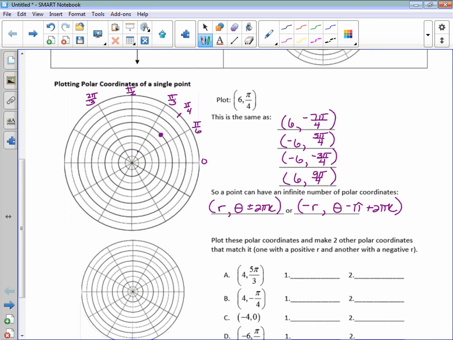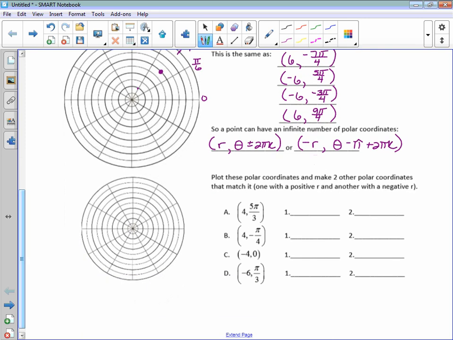Okay, so the next little section here, I want you guys to try A, B, C, and D. You are going to plot the point first, and then come up with 2 other ways that you could name it. I'd like you to do one positive R and one negative R with your other ways of naming it. If it starts as a negative, though, you can just do 2 positive R's, that's fine. Lots of options there. So I'll give you a few minutes here to plot and name them.